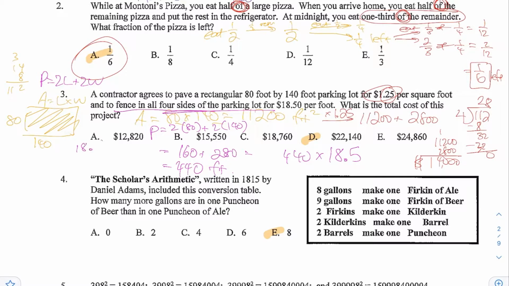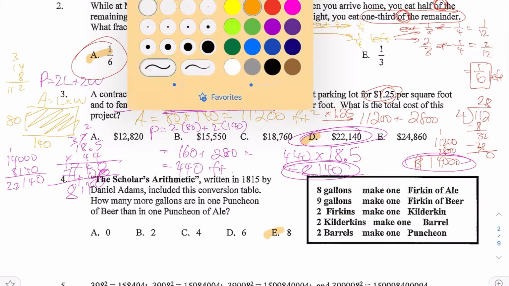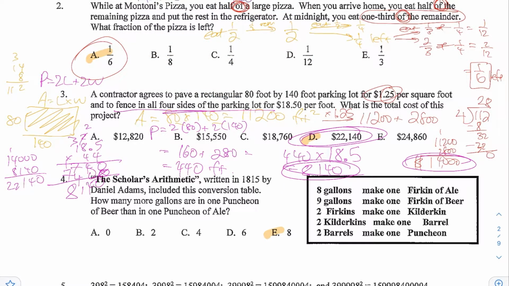So for this 440, you have to multiply by 18.5. So we do 18.5 times 44. That's 8140. So if they add 8140 to 14,000, that's 22,140, which is choice D. So here for number 3, you just use the formulas for the area and the perimeter, and then you just multiply it by the cost.